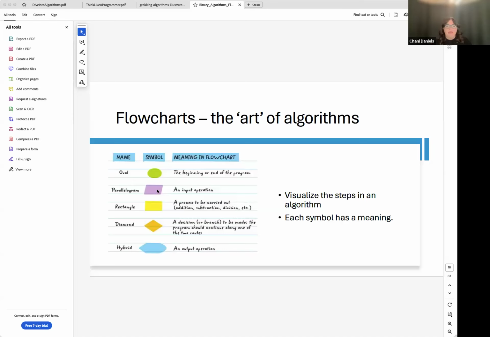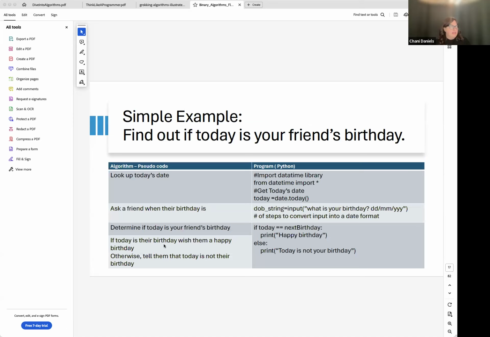You can have some input operation, and that's going to have your parallelogram. Your rectangle is going to be some kind of a process, like the examples that you're giving here: addition, subtraction, or some other division, right? And then a diamond is a decision. So in this case, the "if today" would be your decision.